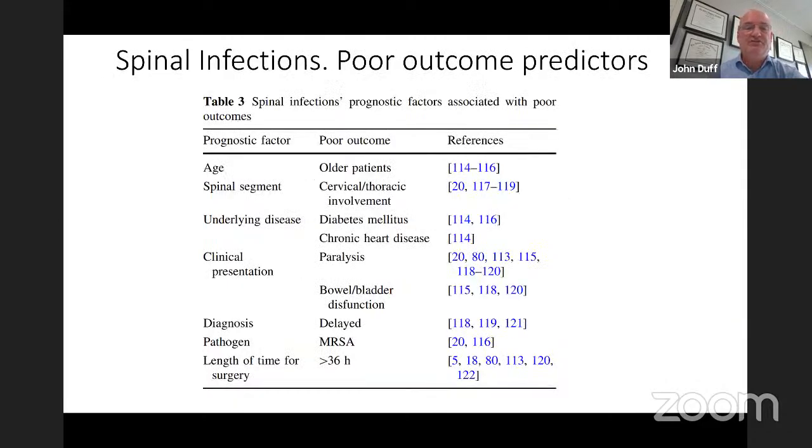So what are the poor outcome predictors? Well, typically, as you would imagine, age is one of the main ones. For reasons that are not clear to me, cervical and thoracic involvement seems to be a factor. Any chronic underlying disease, for example, diabetes, chronic heart disease, any neurologic dysfunction, so any paralysis of the lower extremities, any bowel or bladder dysfunction, delay in diagnosis, methicillin-resistant Staph aureus is also difficult to treat and has poorer outcomes, and a significant delay between the onset of symptoms and the definitive treatment is also a factor in poor outcome.